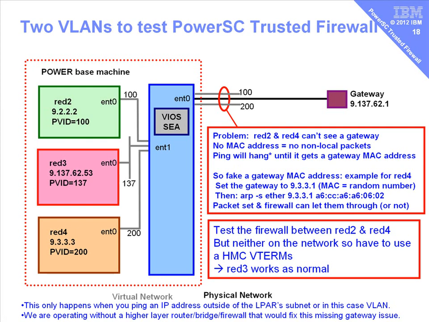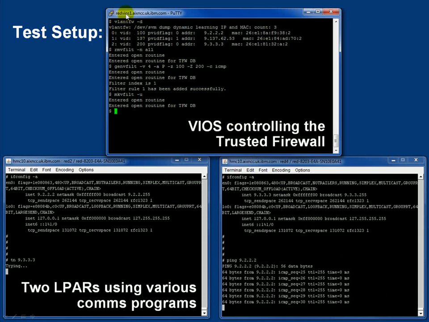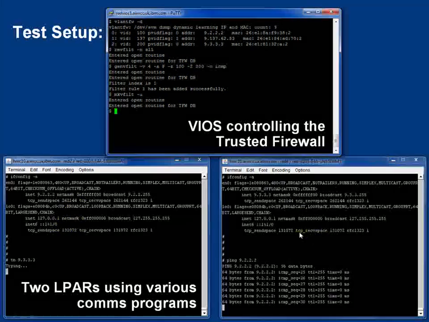Once we've set this up, we find that I can't actually get to red 2 and red 4 over the network because there's no gateway. So I have to use the HMC vterms to communicate to these partitions to actually try network operations and check whether the firewall is working. So here's my testing setup. At the top in here I have red VIO server 1. It's on the network, so I can use SSH to get to it. In here I'm going to start the firewall, set rules, and then see if I can get them to work properly. Down below I have red 2 and red 4.